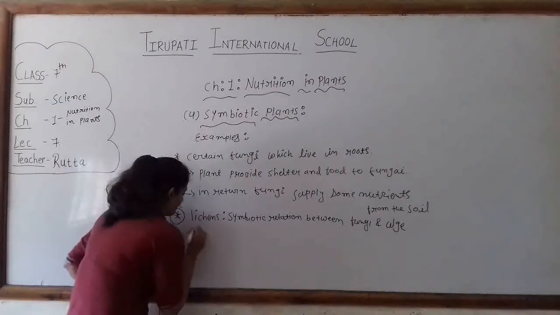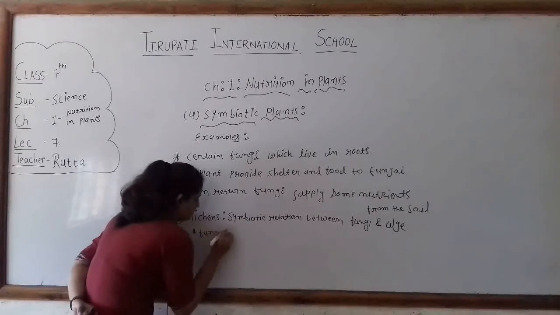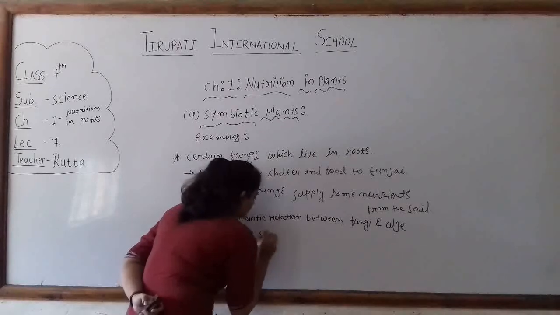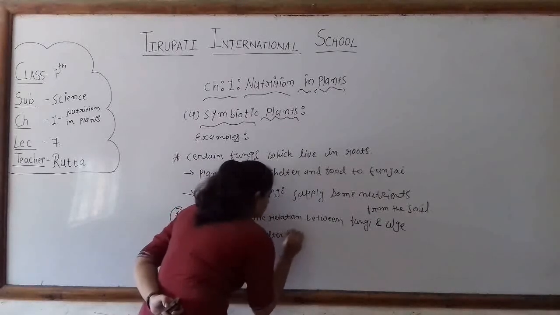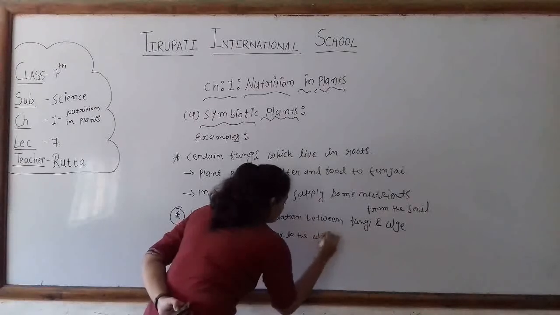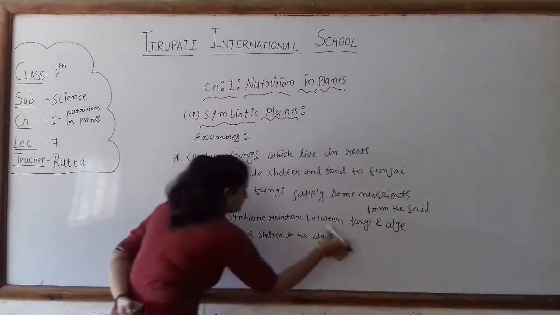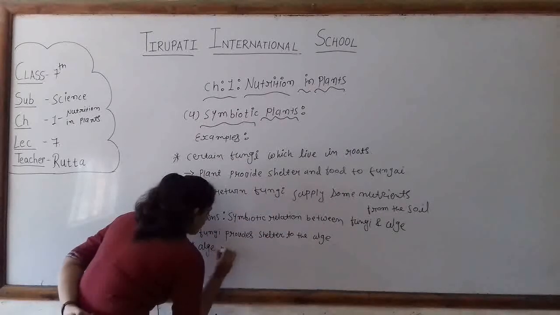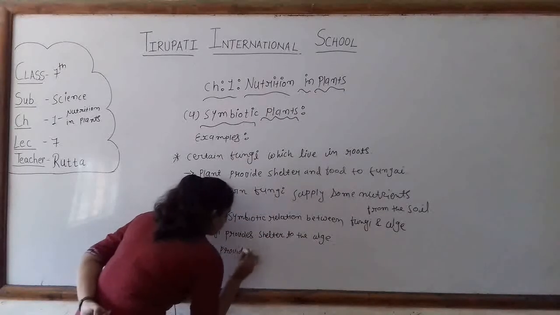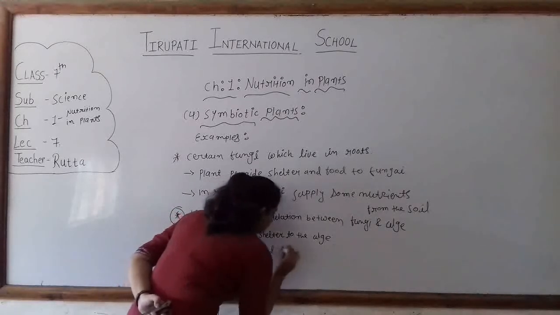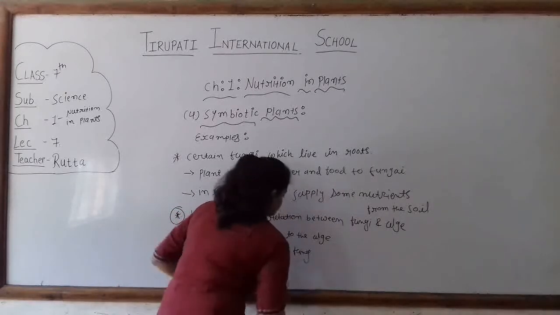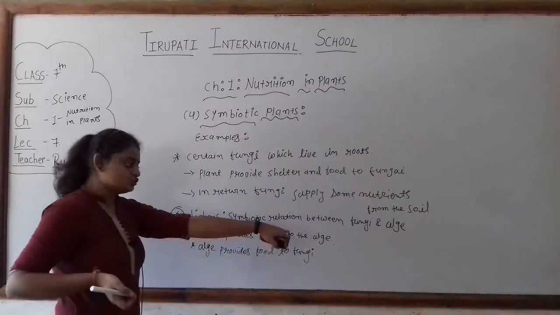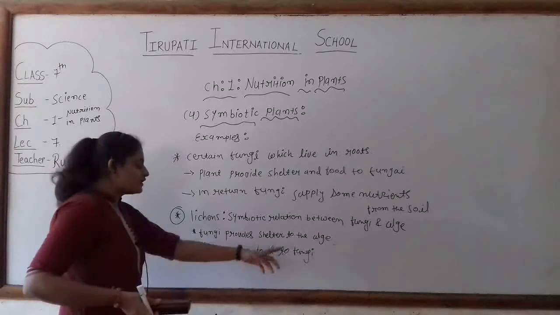Fungi provide shelter to the algae, and in return algae provide food to the fungi. So fungi provide shelter to the algae, and in return algae provide food to the fungi.